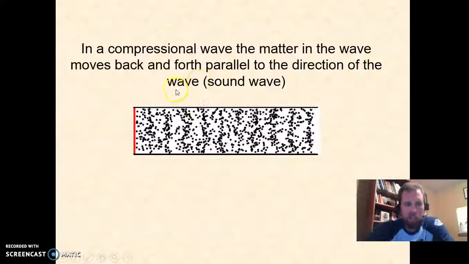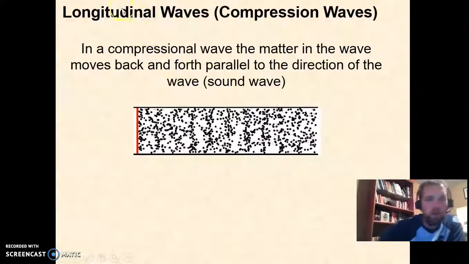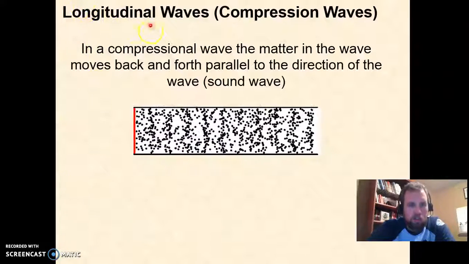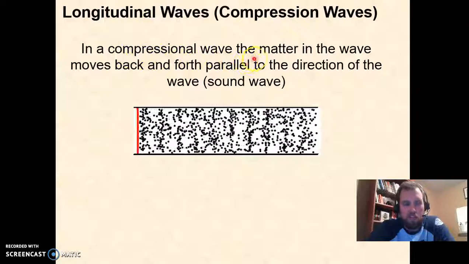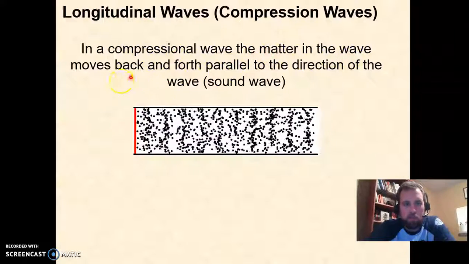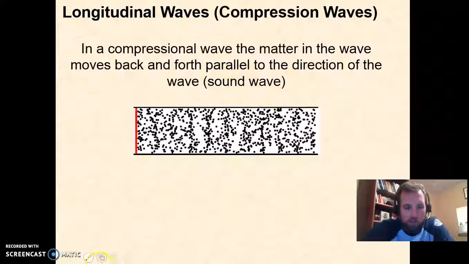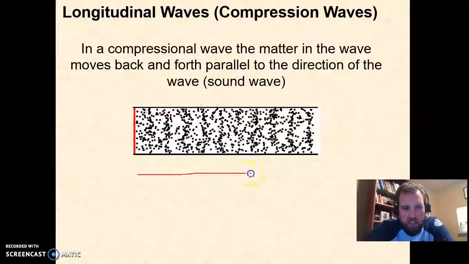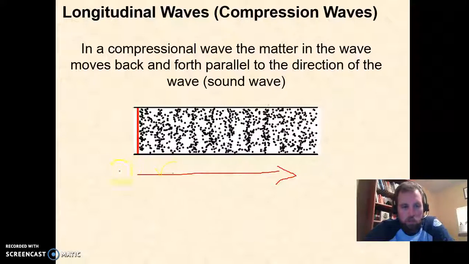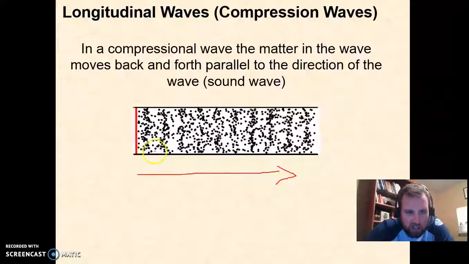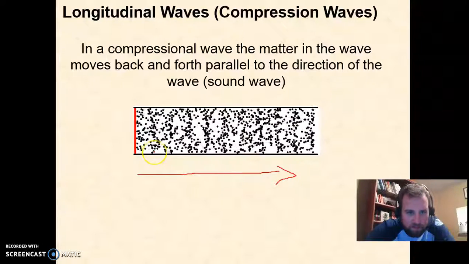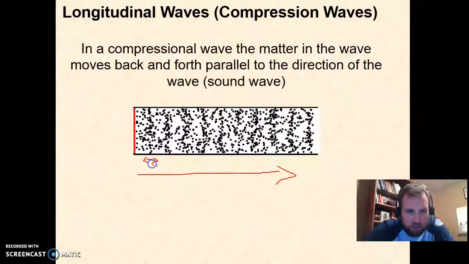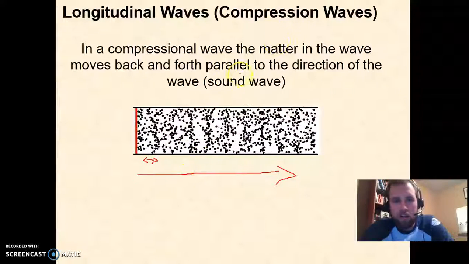Okay, next wave is called a compressional wave, or what we call sometimes a longitudinal wave. So longitudinal wave or compressional wave, is one where the matter in the wave moves back and forth parallel to the direction of the wave. So moves in the same direction. So in this one, you can see that the energy is moving left to right, but if you look at one of these individual dots here, they are moving simply to the left and to the right, parallel to the direction of the wave.